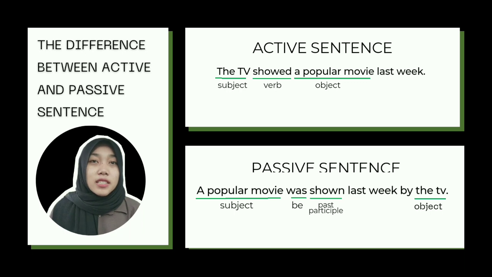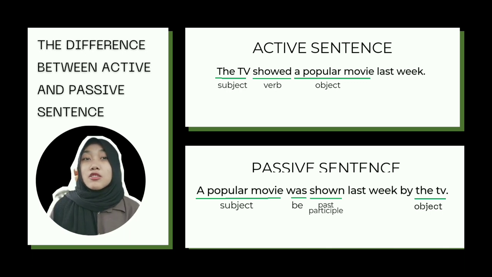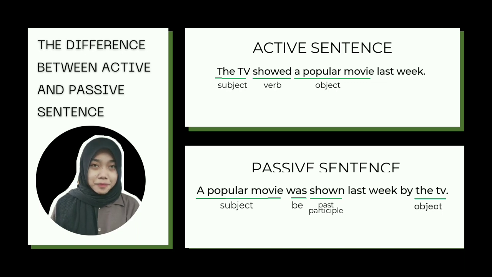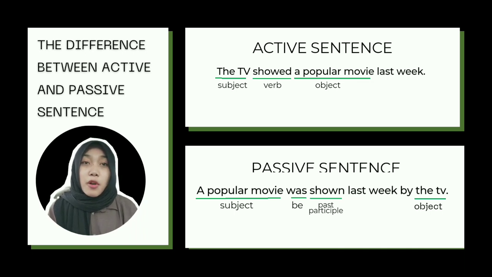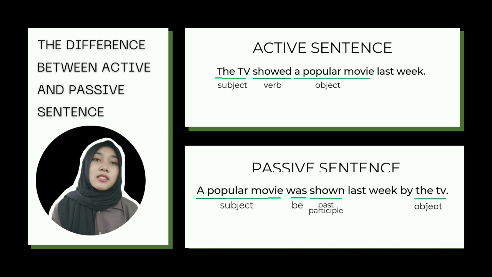The example of an active sentence is the TV showed a popular movie last week, and the example of a passive sentence is a popular movie was shown last week by the TV. As you can see, the subject, the TV, in the active sentence becomes the object in a passive sentence, and the object, a popular movie, becomes the subject. The difference is also the form of the sentence. In passive sentence, we must always use be plus past participle, and we usually use the preposition by to connect the object and the sentence before.